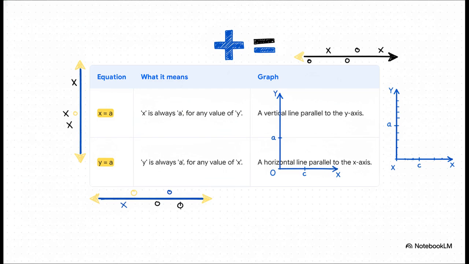The same logic works for something like y = 3. In that case, y is always 3, no matter what x is, and that gives you a perfectly horizontal line.